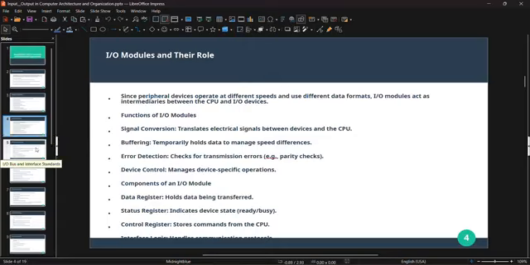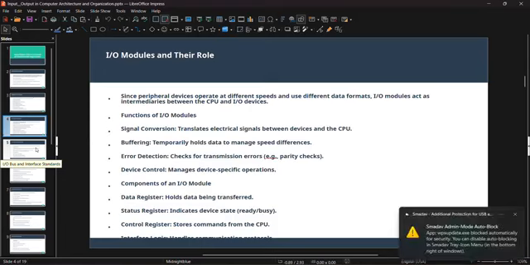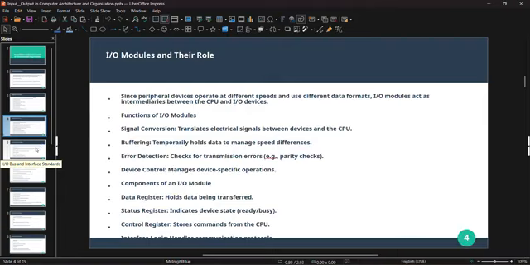Now let's quickly look at modules and their roles, starting with the functions of input output modules. We've already mentioned some: error detection, buffering, device control. We mentioned it in the previous slide, so we'll skip that. Let's move on to the components of an input output module. So, what makes up an input output module? We have the data registers, the status registers, and the control register.